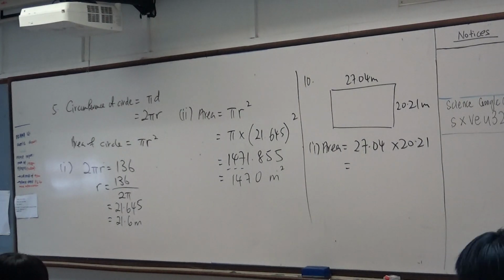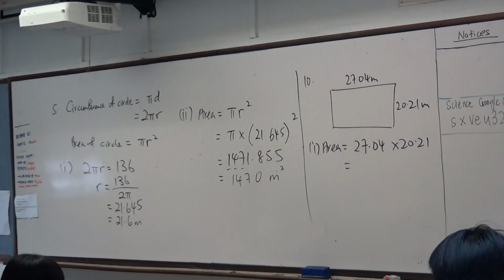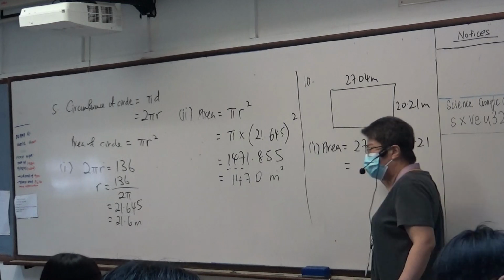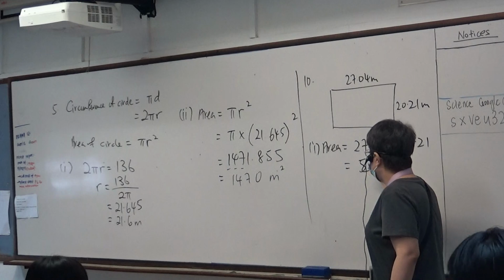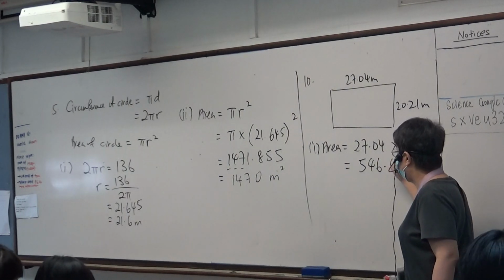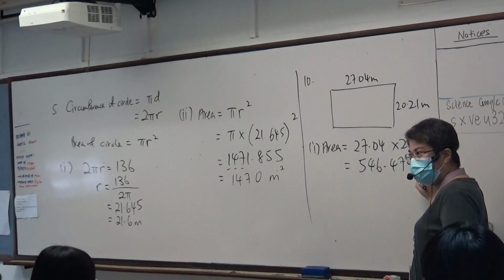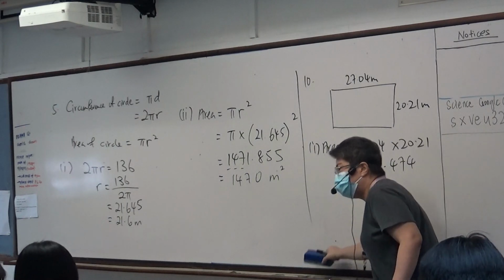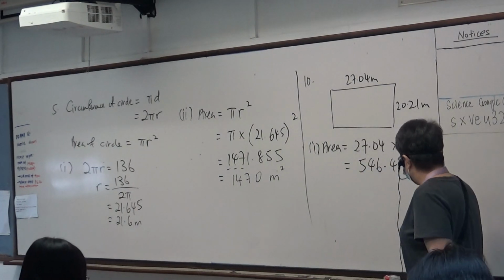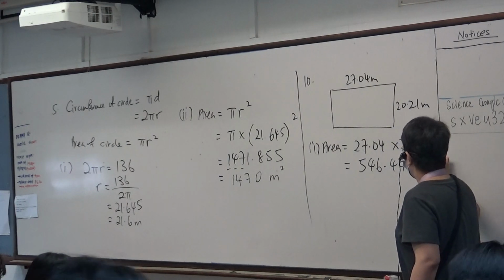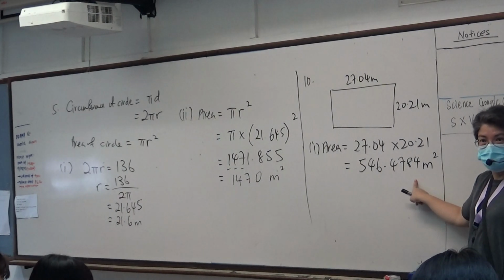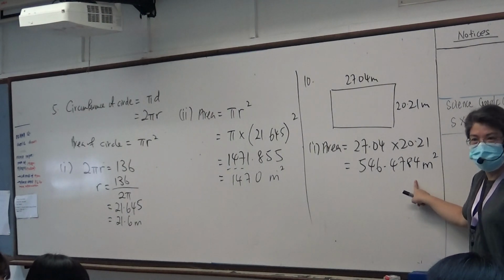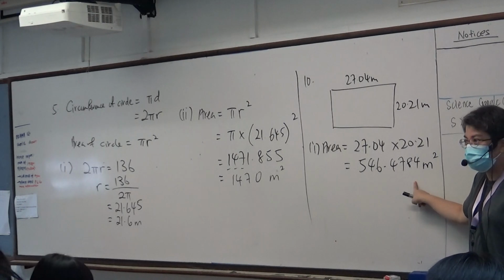This is an exact answer. Can you see? It's a terminating decimal. Can you see it's terminating? What is the final answer that the calculator gives you? 546.4784. Okay, good. 84 meters squared. Now this one is an exact answer. We do not truncate or round off. Understand? Because it's an exact answer.